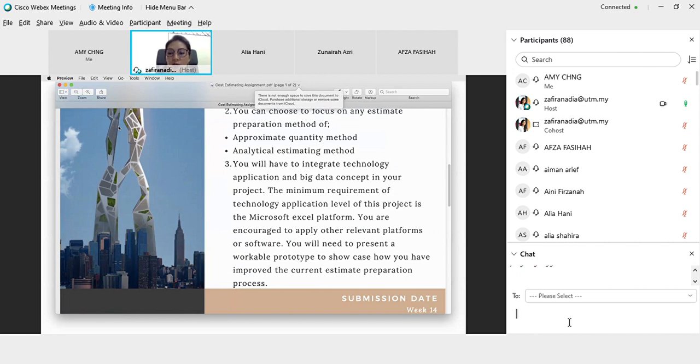For this estimating, you will come up with a prototype, okay? So later I will discuss more, I will elaborate further. The minimum requirement of technology application level in this project is Microsoft Excel. A workable Microsoft Excel where you can punch in data and directly get the output. Okay? Or if you are more creative, you are encouraged to use other platforms or software. For example, you use Microsoft Power BI or whatever.